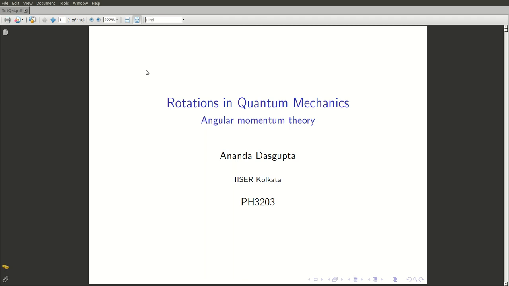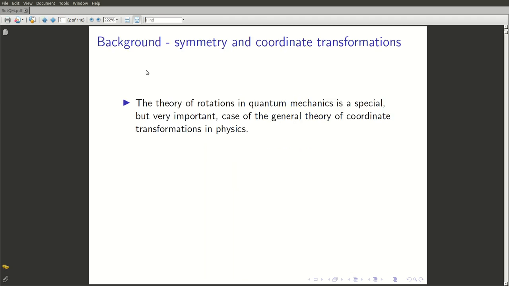In this lecture, we are going to discuss rotations in quantum mechanics. This is deeply connected to a somewhat more familiar theory, the theory of angular momentum in quantum mechanics, and we are of course going to touch on that as well. But first, let us point out that the theory of rotations in quantum mechanics is a special but very important subcase of a more general theory, the theory of coordinate transformations in physics.